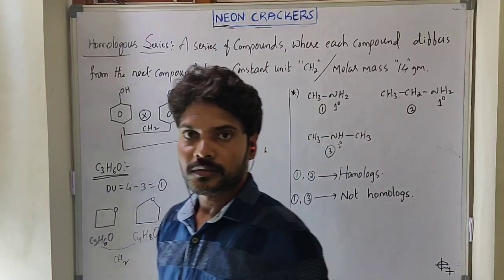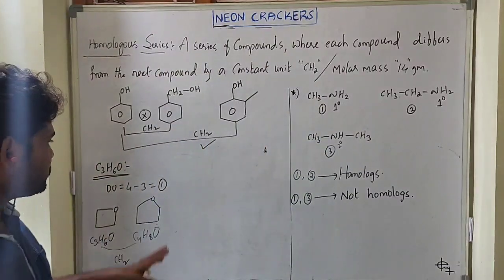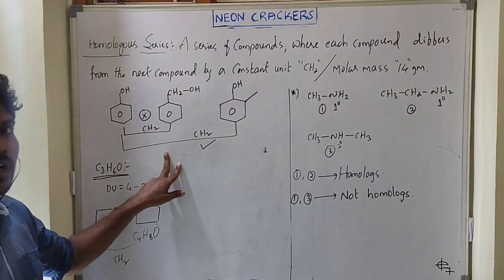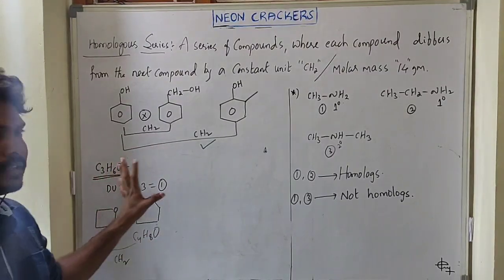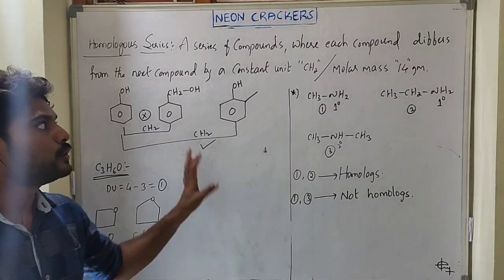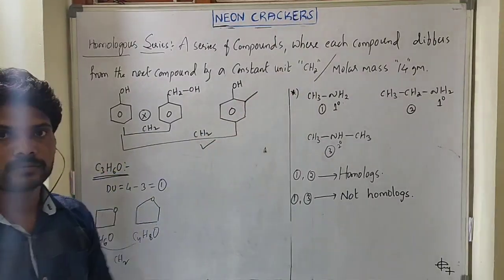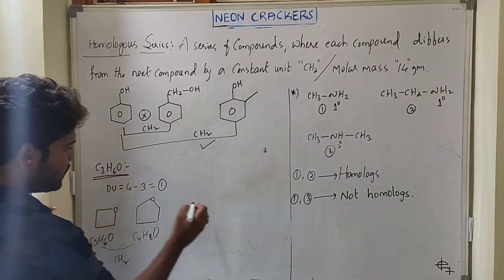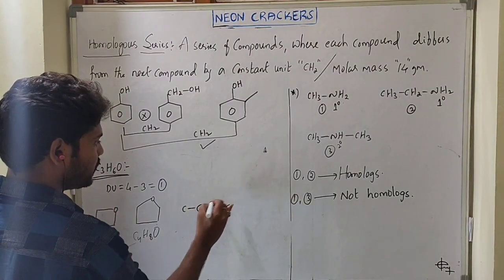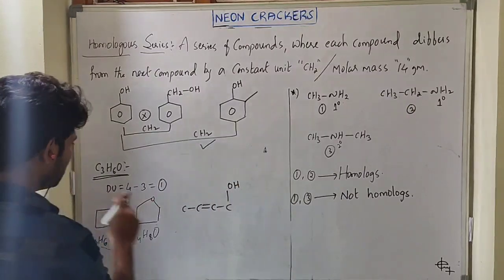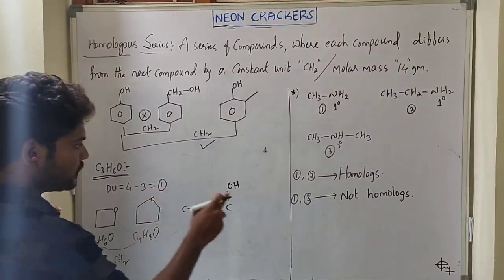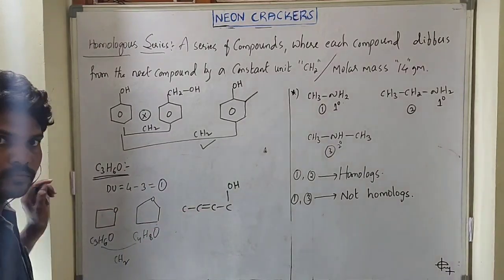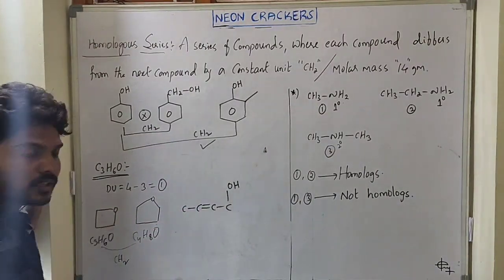So what is the shortcut? How will DU help you here? If DU is the same and the difference between two consecutive members is 1 carbon, then automatically the unit difference is CH2. Similarly here, this is a 3-membered carbon, and I am drawing one with a 4-membered carbon, 1 oxygen atom. From 3 to 4 carbons, DU 1 here and DU 1 there, so the difference between these two is also CH2.